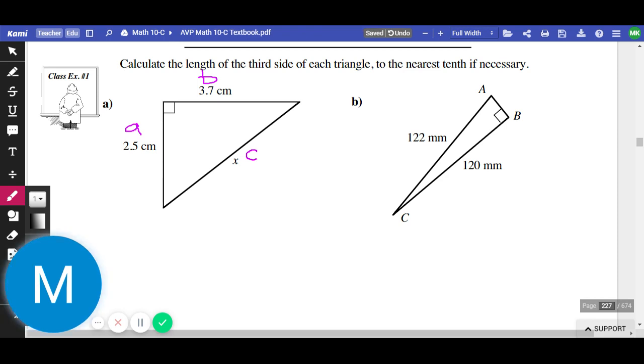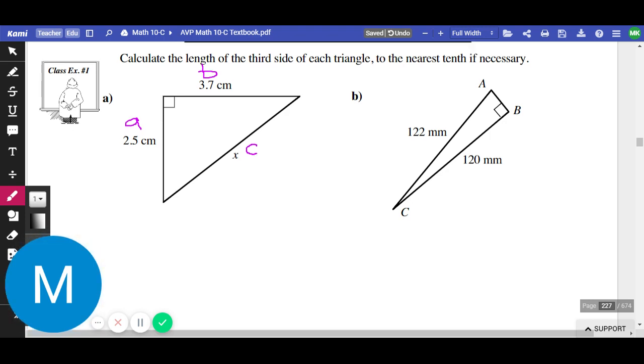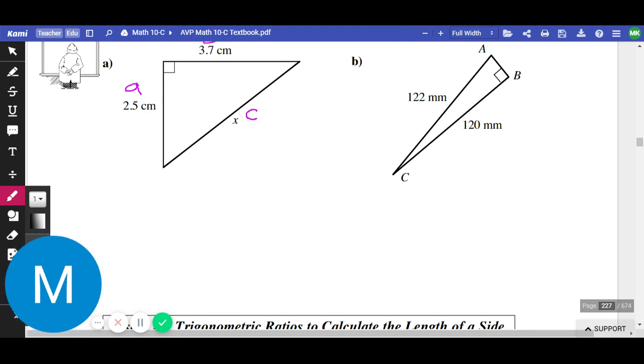Fantastic. Now that I've labeled my triangle to use Pythagorean Theorem, I can figure out which formula I want to use by figuring out which side length I'm looking for. I'm looking for side length c. That means I'm going to use c squared equals a squared plus b squared. I'm going to use this formula right here. That's the formula I'm going to use because that's the formula that has c by itself, and c is what I'm looking for.